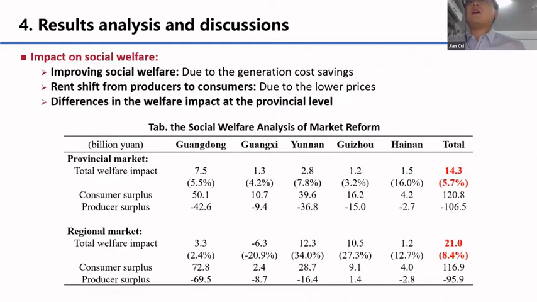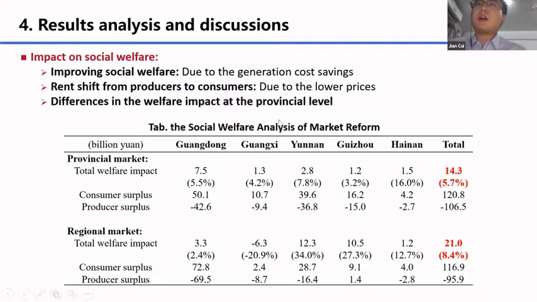And here is the impact on the social welfare. The provincial market will increase the total welfare by 14.3 billion yuan, and the regional market will further increase it to 21 billion yuan. And also the market reform will bring the rent shift from the producer to the consumer. So the consumers benefit from the market reform.